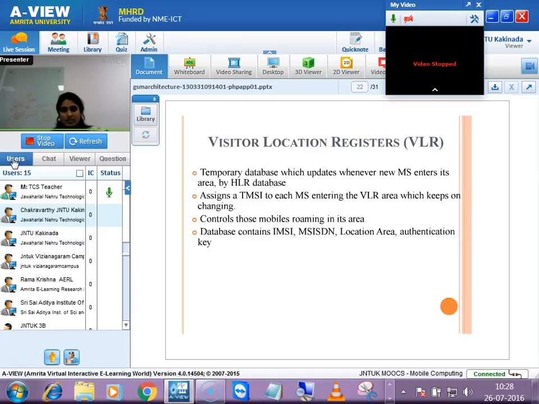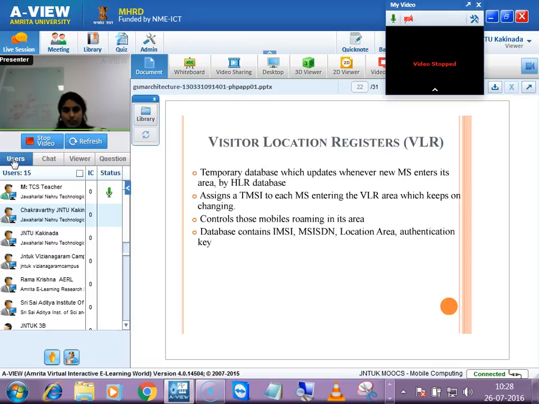Whenever you go to some other location, same thing. It assigns a TMSI to each MS entering the VLR area, which keeps on changing. TMSI means temporary mobile subscriber identity. Since you are there only for a particular time, you will be assigned an identifier, which is nothing but the TMSI. The TMSI will keep on changing; if you go to some other location again, it will get updated and changed. These things will be stored in the visitor location register.